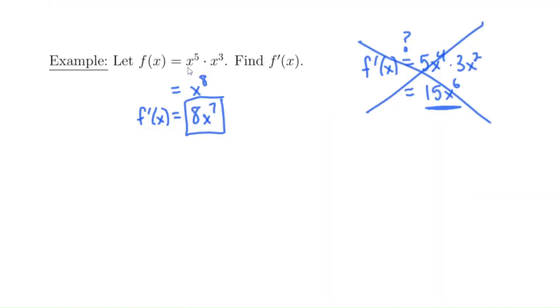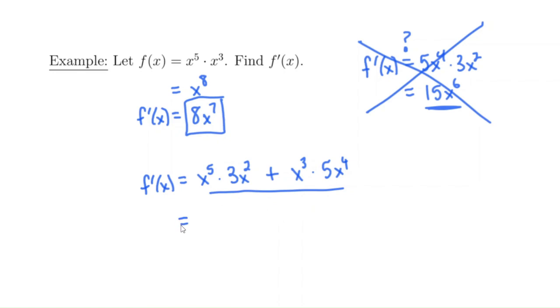Now, would the product rule work on this example that we just looked at up here? Could we do the derivative of this using the product rule? Yes, you can. The easier way to do it is the way that we just did right here, but we could do the derivative using the product rule. So we could say f prime of x is the first function, x to the fifth, times the derivative of the second one, which would be 3x squared, plus the second function, x cubed, times the derivative of the first, 5x to the fourth. Now this is the correct answer.